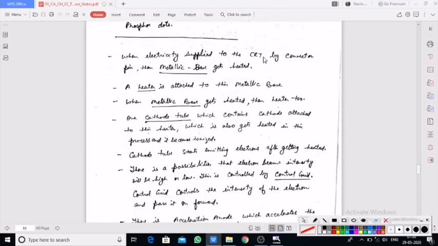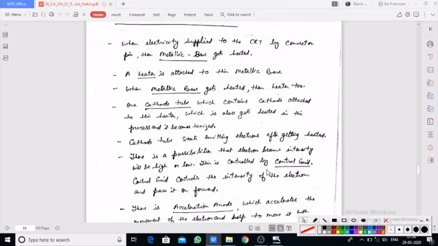Electricity is supplied to the CRT by the connector pin, then the metallic base gets heated. A heater is attached to this metallic base. When the metallic base gets heated, then the heater heats one cathode tube which contains the cathode, which also gets heated in this process and becomes ionized. The cathode tube starts emitting electrons after getting heated. There is a possibility at that point of time that the electron beam's intensity will be high or low. This is controlled by the control grid. The control grid controls the intensity of the electron and moves it forward.